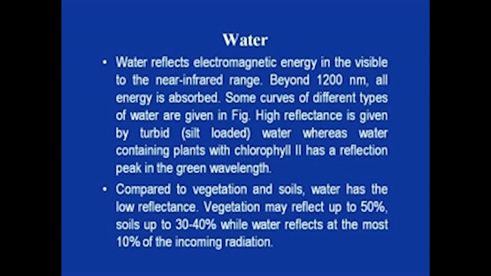It is found that there is high reflectance given by turbid, that is silt loaded water, whereas water containing plants with chlorophyll has a reflection peak in the green wavelength. Compared to vegetation and soil, water has low reflectance. Vegetation may reflect up to 50%, soil up to 30 to 40%, while water reflects at the most 10% of the incoming radiation. Having discussed the spectral properties of three broad classes of land features, now we go on to the next area, and that is the role of resolution in remote sensing.